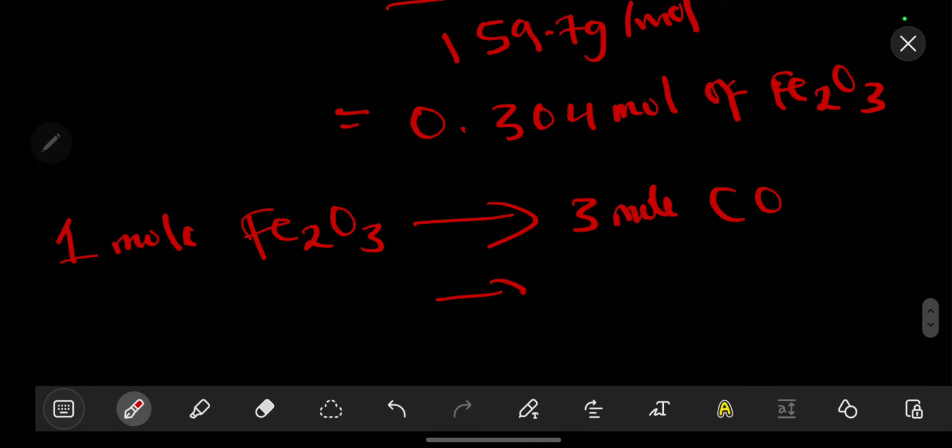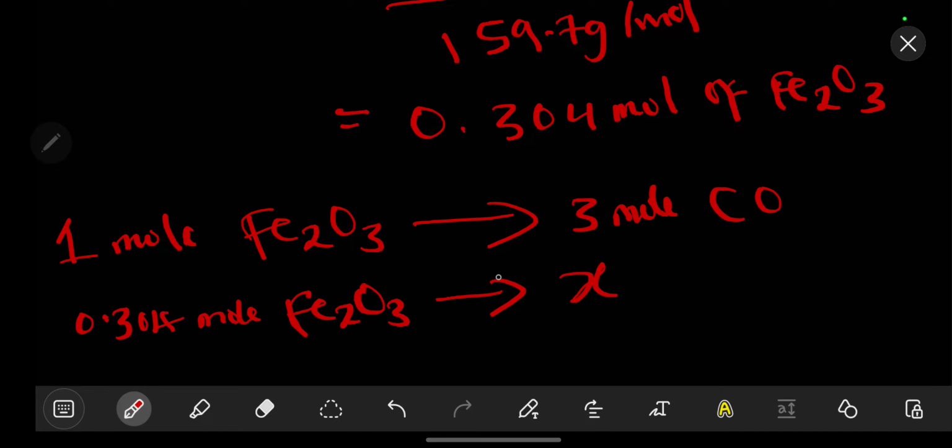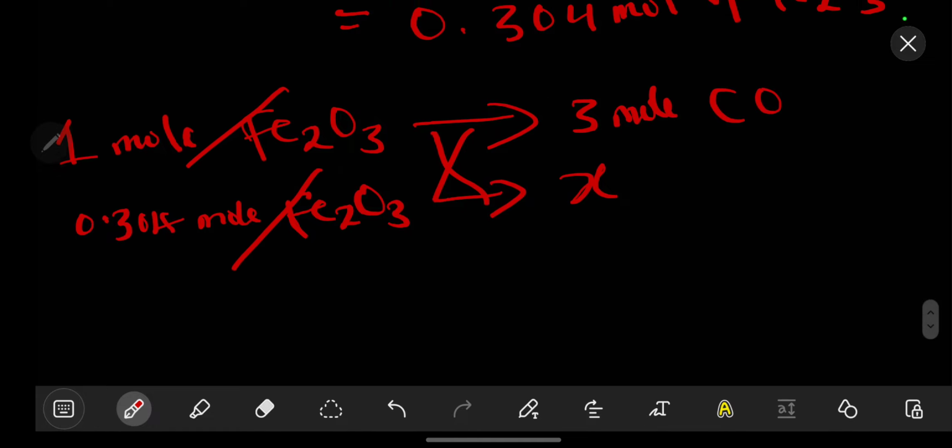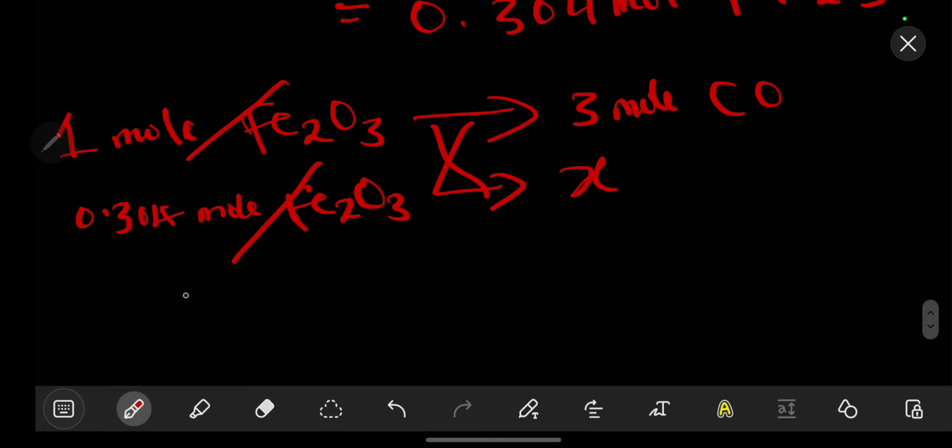Then we ask ourselves, how about if you have 0.304 moles of our iron(III) oxide? This is equal to our x. So we are going to cross multiply. Since the moles are on the same side, you can just cancel them. So we remain with 1 times x. It will give us x should be equal to this value.